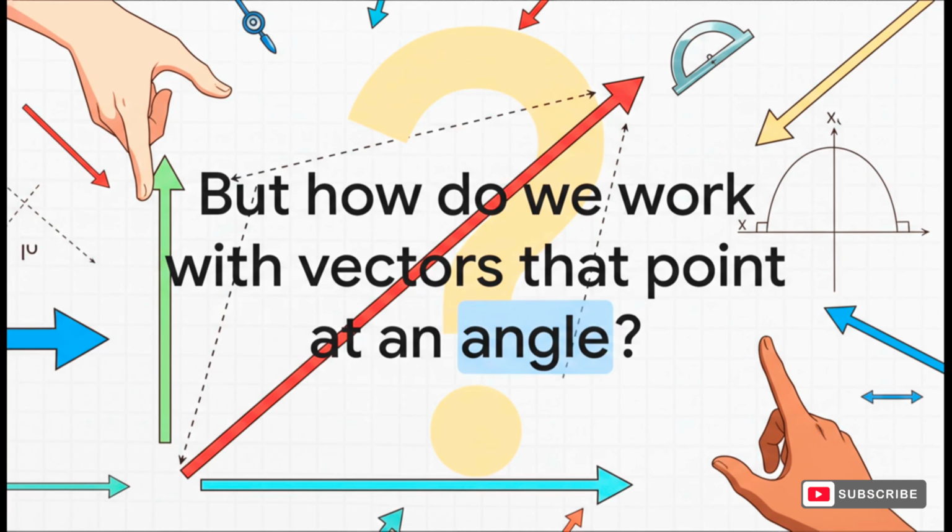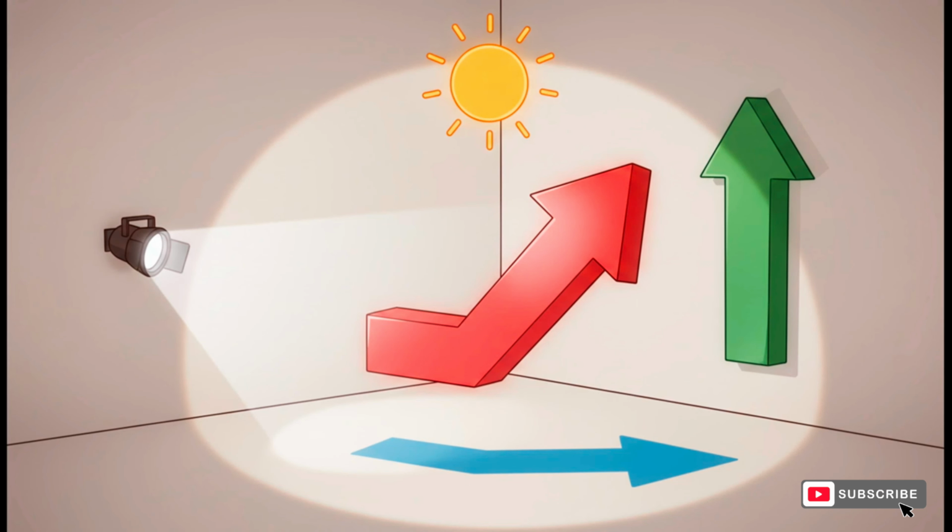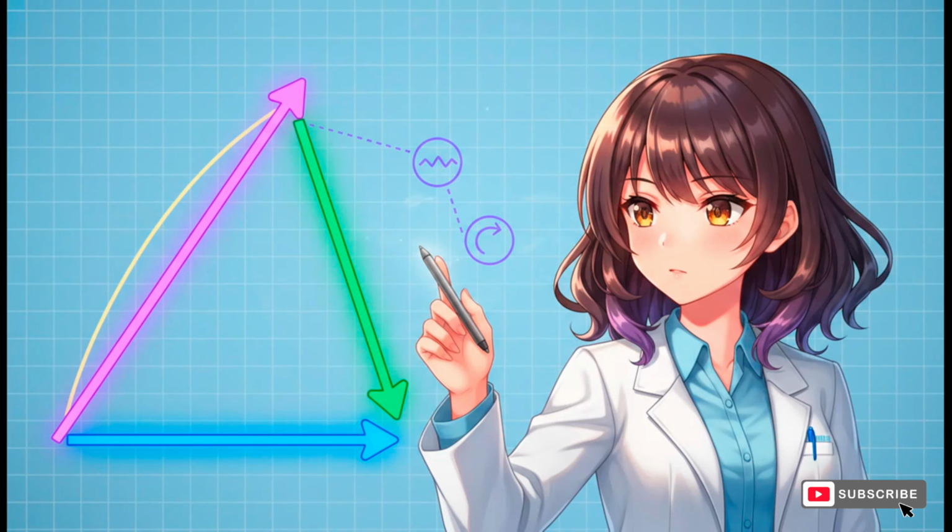This is where components come in, and they're a game changer. We can literally break down any angled vector into 2 parts, one horizontal and one vertical. An easy way to picture this, just think of them as the vector's shadows. And to find their exact size, we just use some simple trig, a cos theta and a sine theta.